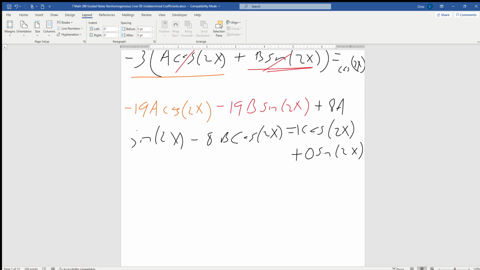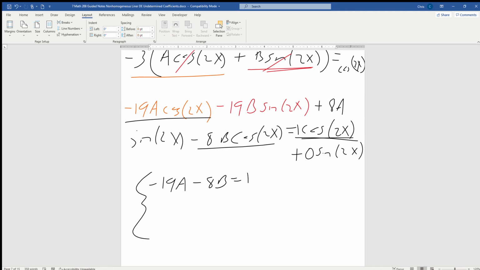And so the terms with the cosine on the left have to be equal to the term with the cosine on the right. If we eliminate all the cosines, the first equation in our system is going to be negative 19a minus 8b is equal to 1. It's not really a pretty system, but it is what it is. And then we also have a positive 8a and a negative 19b, which are our sine terms, and that's going to be equal to 0 sines of 2x.